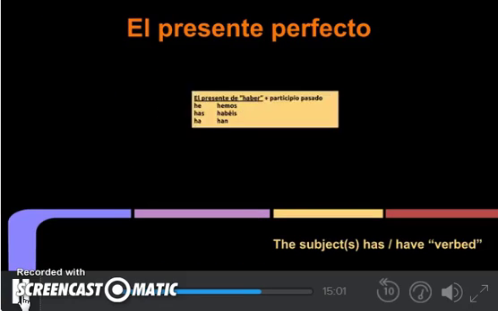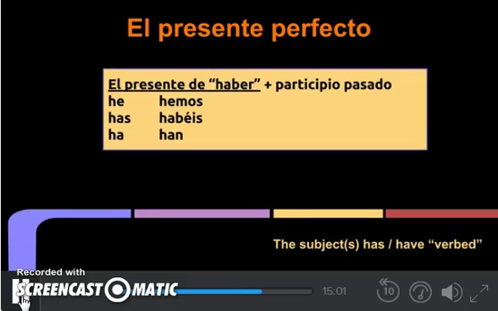All right, so let's spend a second talking about the present perfect. Now that we know how to form the past participle, it isn't going to stand alone. We're going to use it with the present of haber. Haber meaning to have in the sense of it's a helping verb. It's not to possess something. That's our old friend tener. So you'll notice right off the bat that haber is irregular.